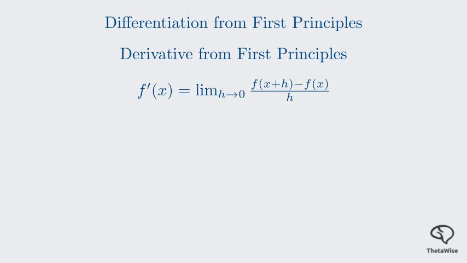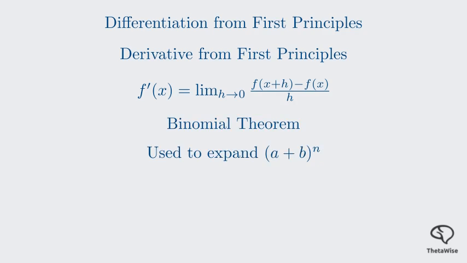To solve this limit when the power is large, let's say greater than 3, we often need a special tool called the binomial theorem. The binomial theorem is used to expand expressions like a plus b raised to a power n, which is a common occurrence in these types of problems. While this method is powerful and shows the origin of all derivatives, it can be quite lengthy. Because of this, we've developed rules to make differentiation much faster.